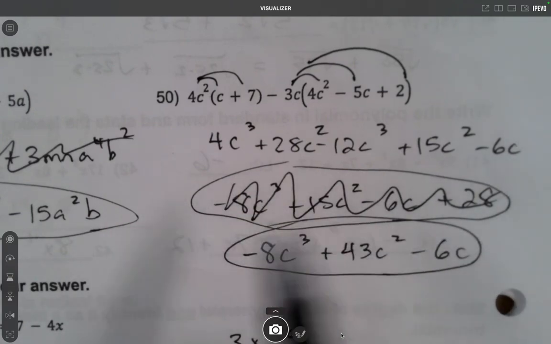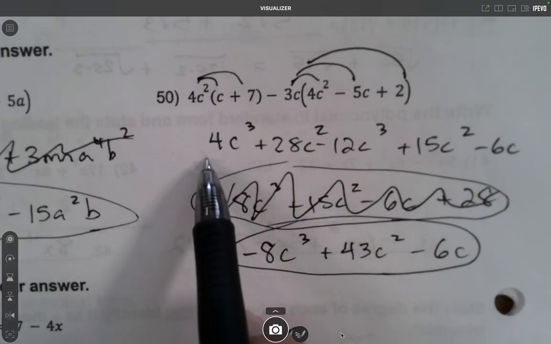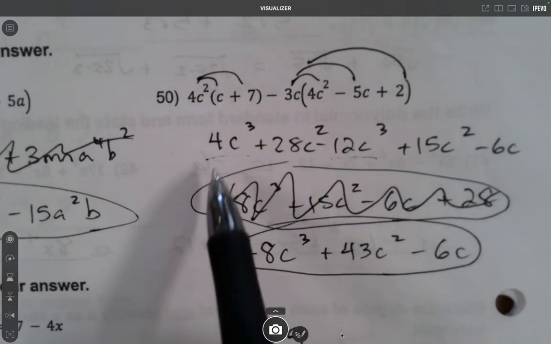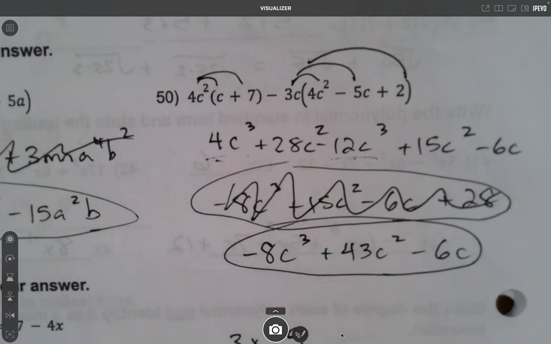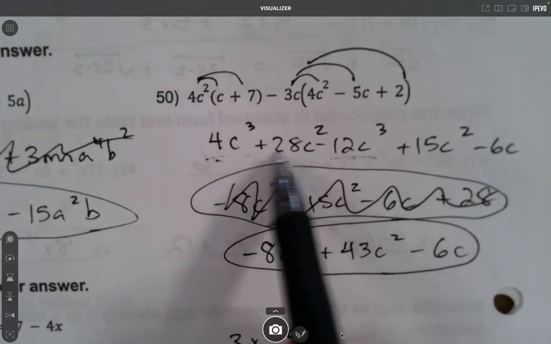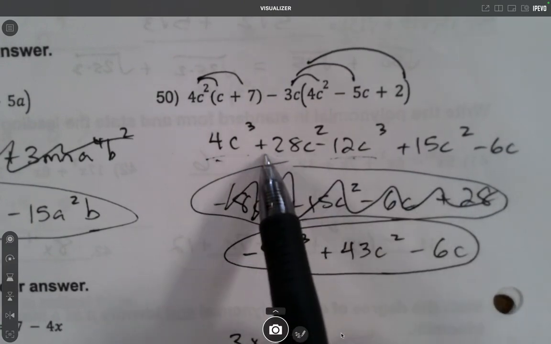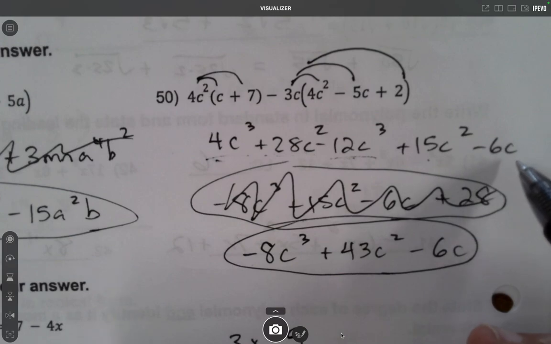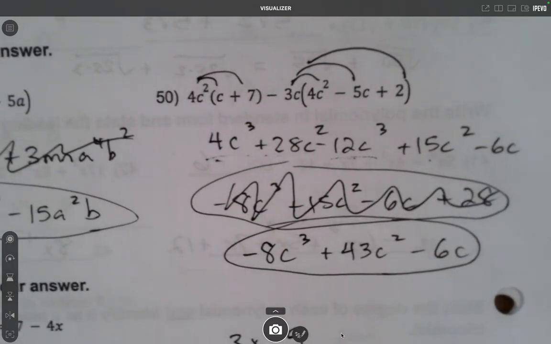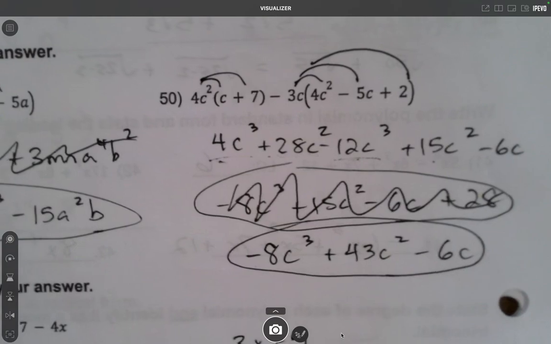Now these do have some like terms, because you see c cubed, c cubed. So 4c cubed minus 12c cubed is negative 8c cubed. Then we have two terms with c squared. Positive 28 plus 15 gives us 43c squared. Then we just add this one c all by itself, so we get minus 6c.